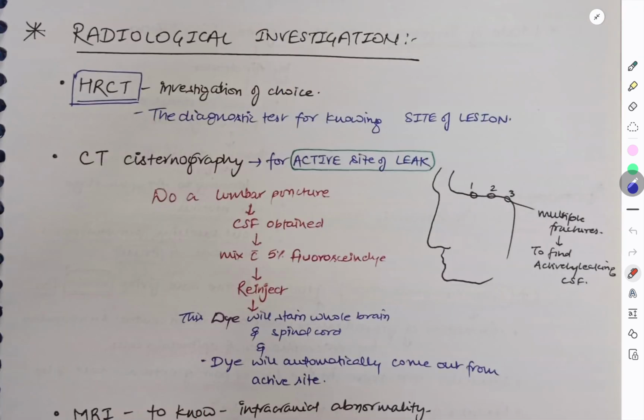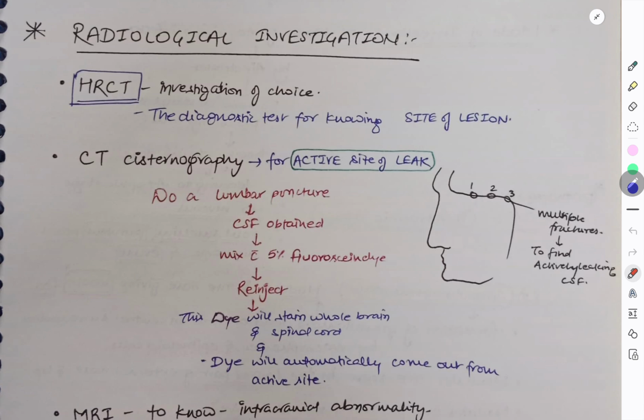Coming to radiological investigation, we have HRCT. HRCT is the investigation of choice, the diagnostic test for knowing the site of the lesion. And then there is CT cisternography. If there are multiple sites, to know the active site of leakage, we do CT cisternography.